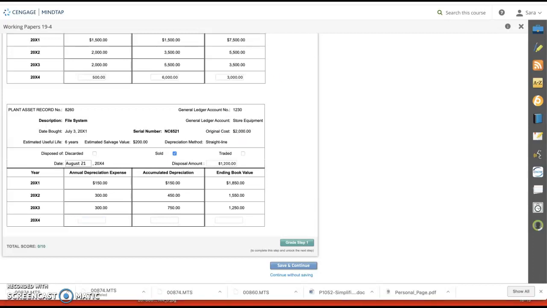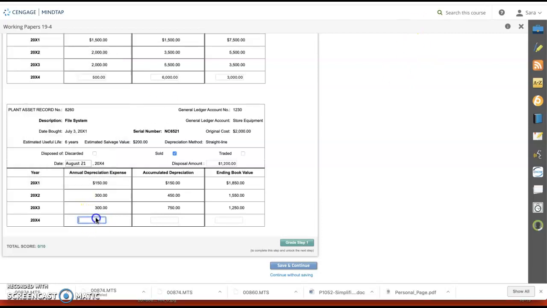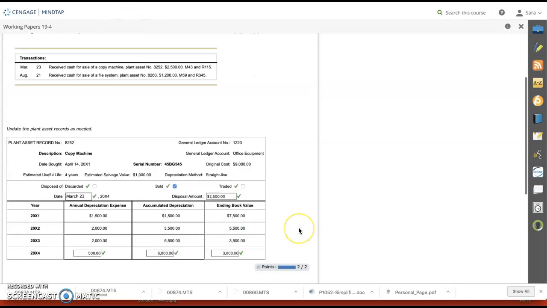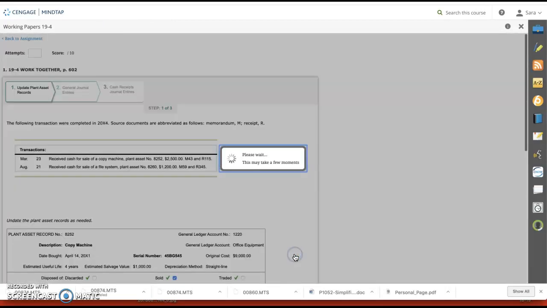get my calculator back. $300 divided by 12, so 25 times 8, so $200 here for annual depreciation, and that means $950, and that means $1,050. And I'm going to go ahead and grade it just to make sure we did it correctly. Okay, perfect. Now we're going to go to our next step.